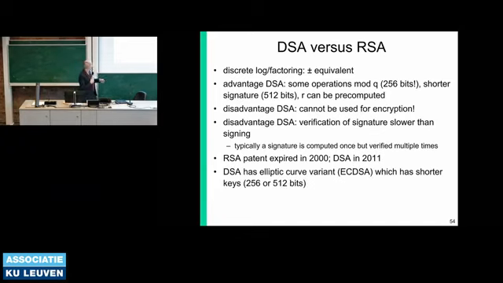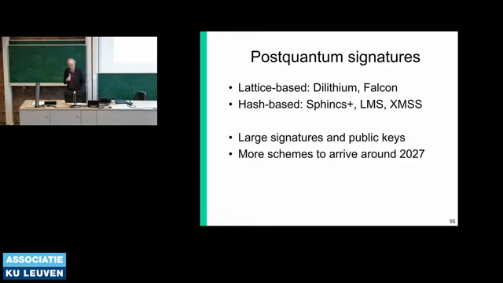And so as I mentioned, DSA has an elliptic curve variant, which has even shorter keys and shorter parameters. And there is even a new variant called EdDSA that's even more efficient and has certain advantages. So as we looked at in the second lecture, we now need post-quantum schemes. NIST announced about a year and a half ago that there would be new schemes.